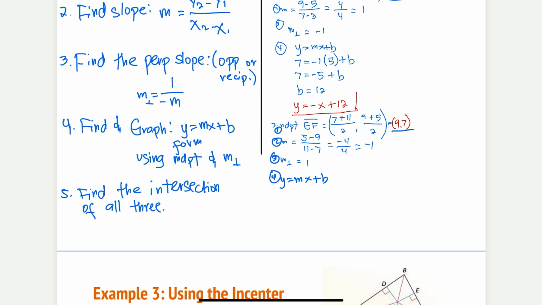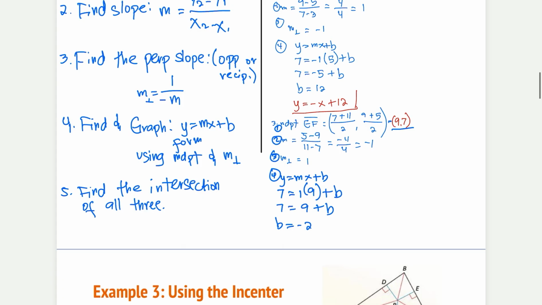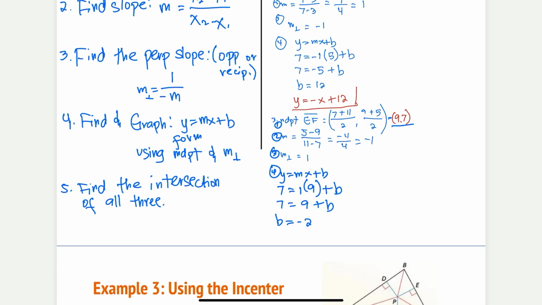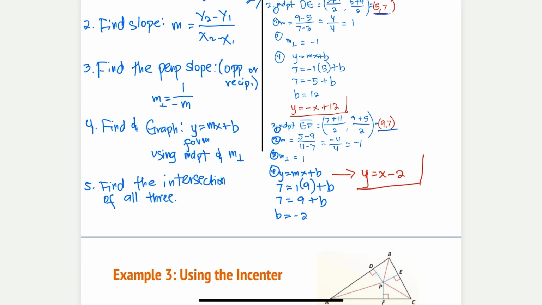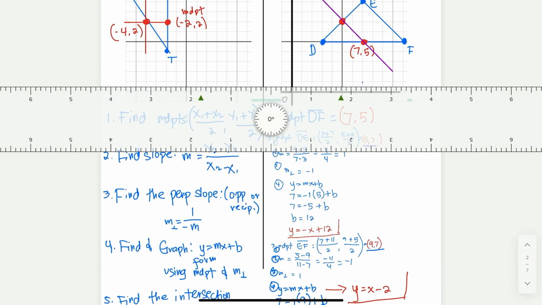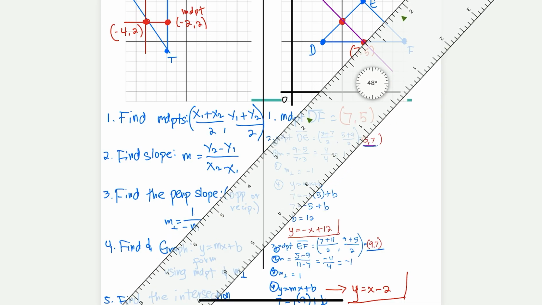So our y here, using these coordinates, would be 7 is equal to 1 multiplied by 9 plus b, and then would give me 7 is equal to 9 plus b, and then moving the 9 to the other side would give me b is equal to negative 2. And then from this, we can now find the equation of this line by writing y is equal to, our m is 1, so just x, and then adding this as our b would give me the equation of the other line. So let's put a line here.